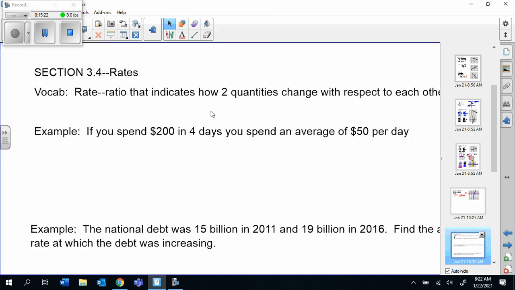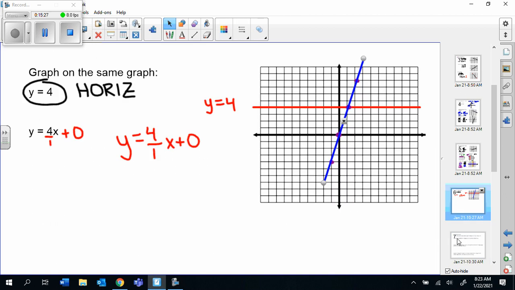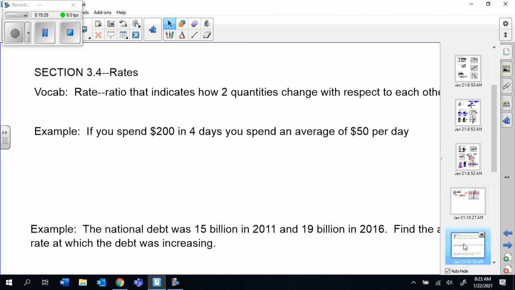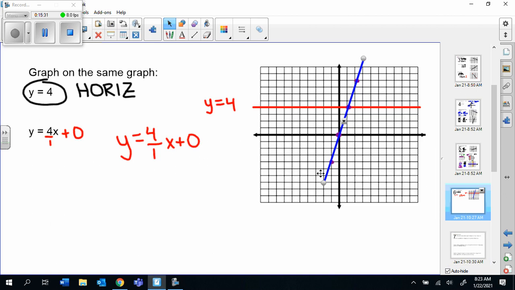All right, so that one was relatively short compared to the previous lesson. And then we're going to get into what's coming. What is coming is some application problems with slope. So the next two lessons actually deal with slope.